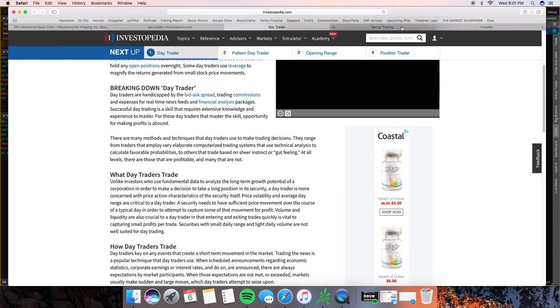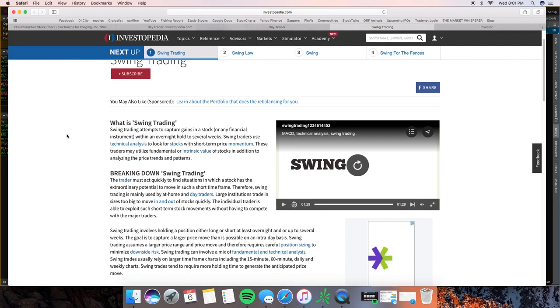The next one would be a swing trader. Swing trading attempts to capture gain in stocks or financial instruments within an overnight hold to several weeks. Swing traders use technical analysis to look for stocks with short-term price momentum. These traders may utilize fundamental or intrinsic value of stocks in addition to analyzing the price trends and patterns.